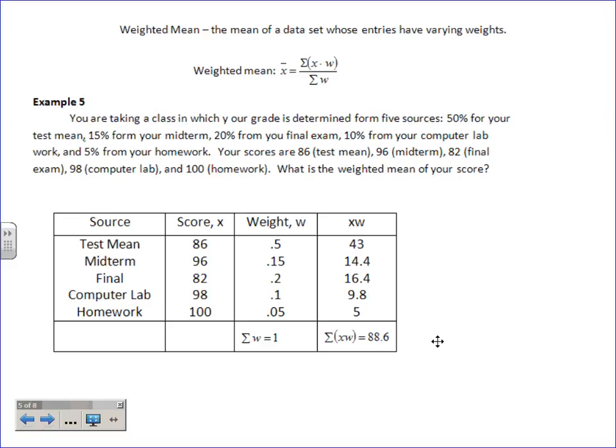Now, sometimes it won't be this nice. For some, if you weight things differently, it might not come out to 100%. It usually does for the problems we're going to do, but it might not. So obviously we would have to finish this. To do X bar, we would have to take that sigma right here and divide it by that. Well, that's pretty simple. Dividing by 1 is very nice and easy.